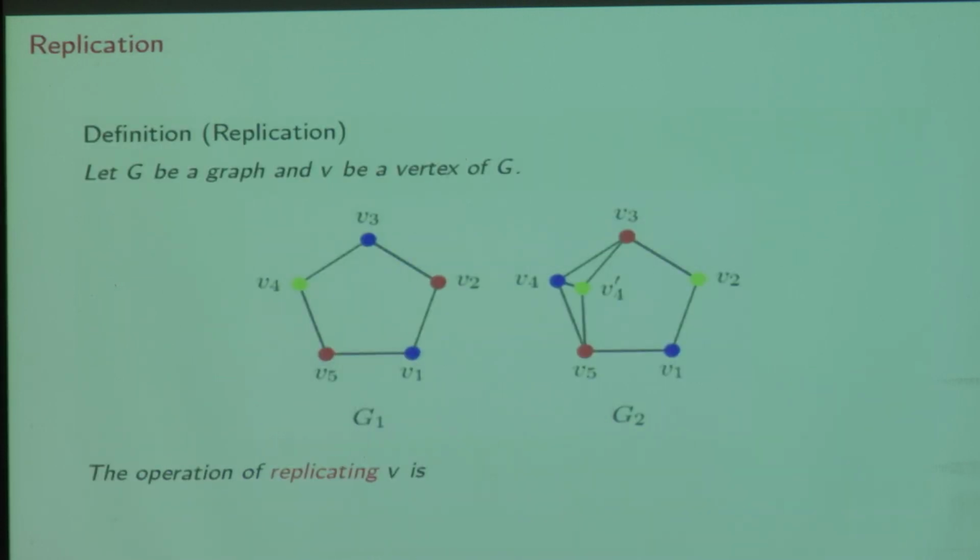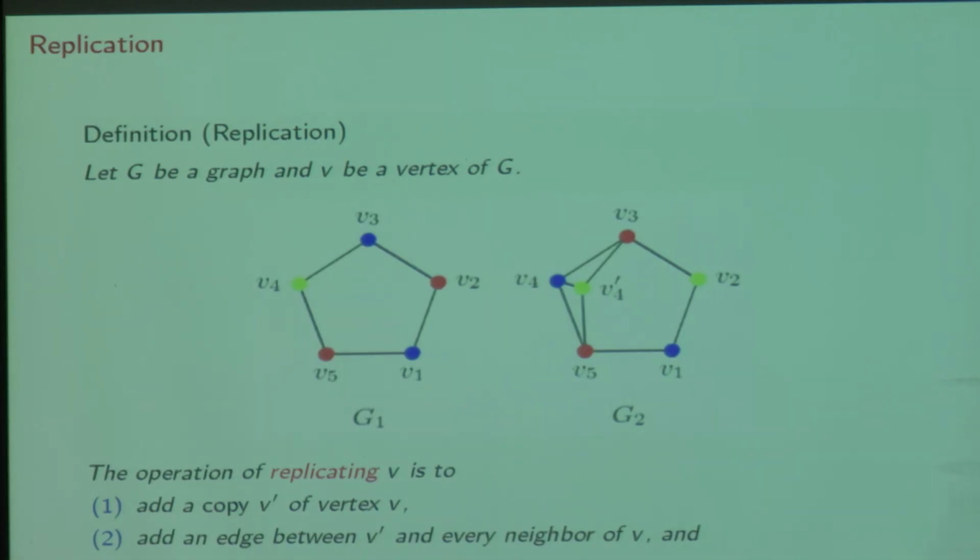And then what is the replication? So you have a graph and a vertex. Here I have V4, which is the green vertex. So what is the operation of replicating this vertex V4? You're adding a copy of it, V4 prime. And then you are adding an edge between this copy and all the neighbors of the original vertex. You're basically making a copy of the vertex you want to replicate. And also you add an edge between the original one and the copied one.